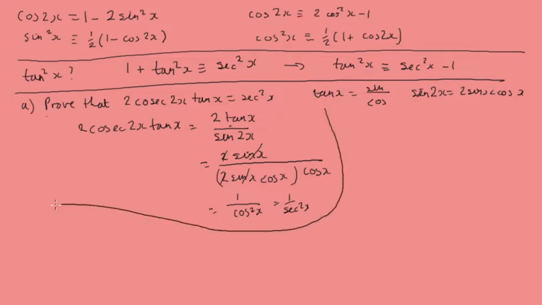So the second part is hence, that little word hence again, find the value of the integral between minus a third pi and plus a third pi of 5 plus cosec 2x tan x dx.